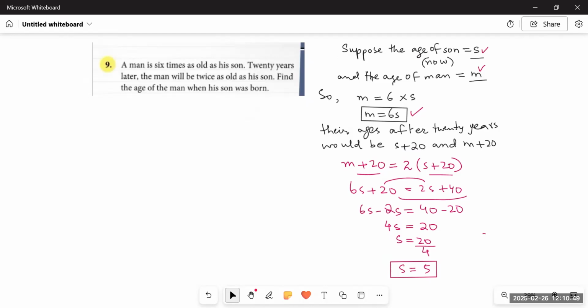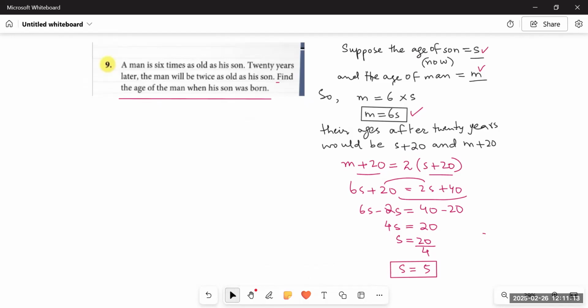And this is what the question requires: find the age of the man when his son was born. Like if the son is 5 years right now and his father is 30 years, it means when he was born 5 years ago, his father would be 30 minus 5, that is 25. So you can calculate it either way as you like.